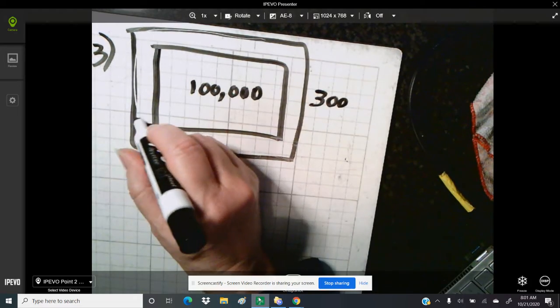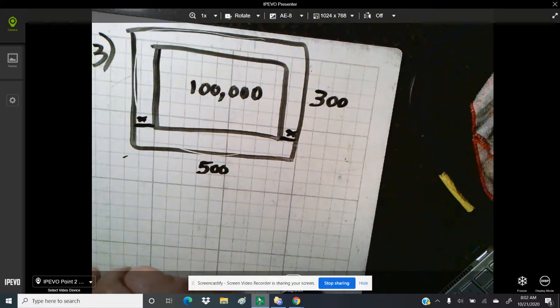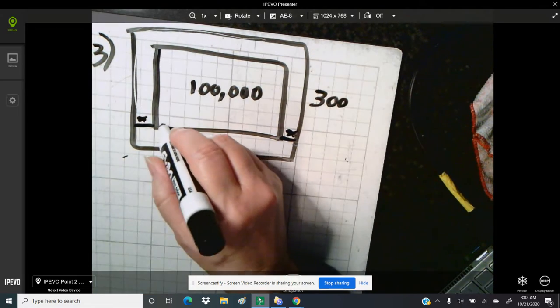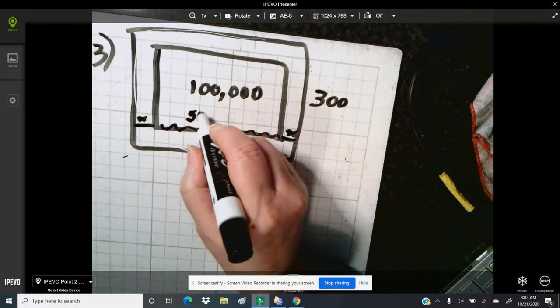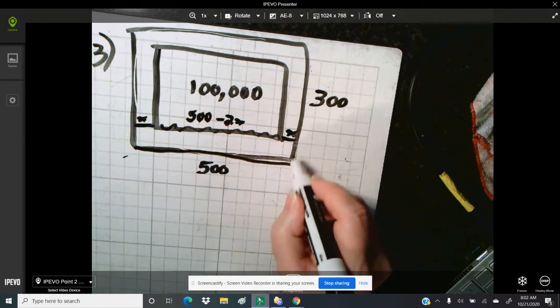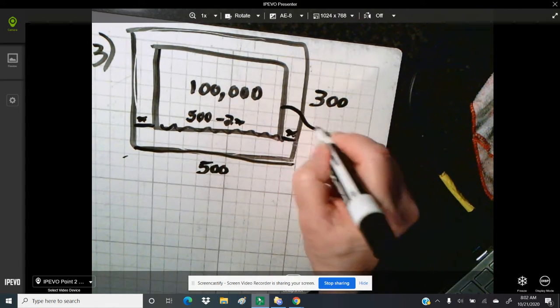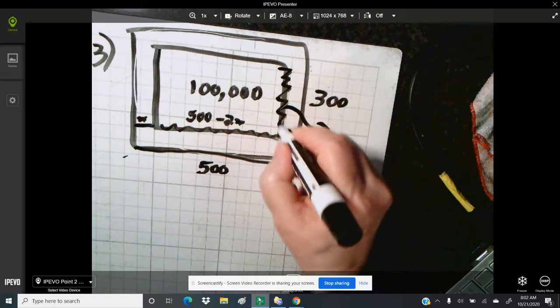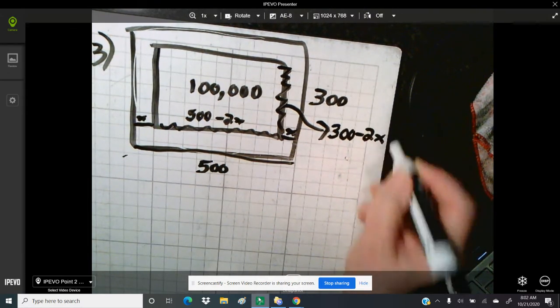But this is still an x value and this is still an x value, and we've been given the outside dimension. So I know that this segment right here has to be 500 minus 2x, because this whole thing is 500 and I can subtract x here and subtract x here. By the same token, this inside section would be 300 minus 2x.